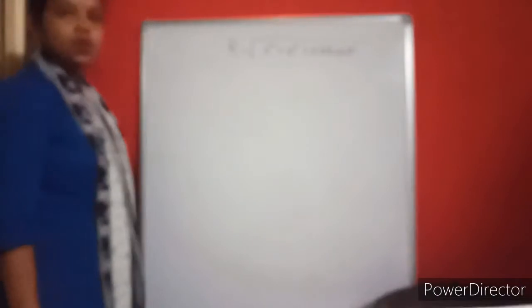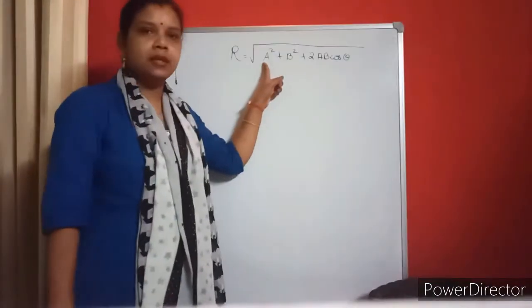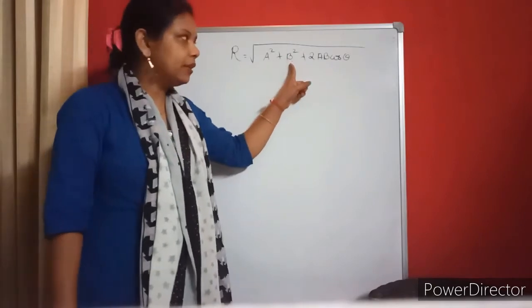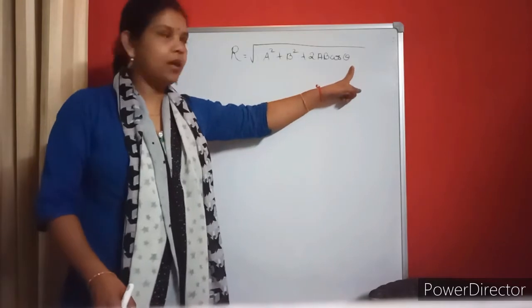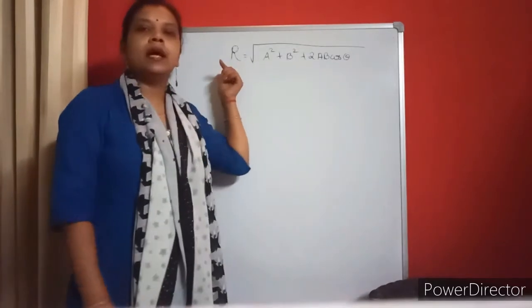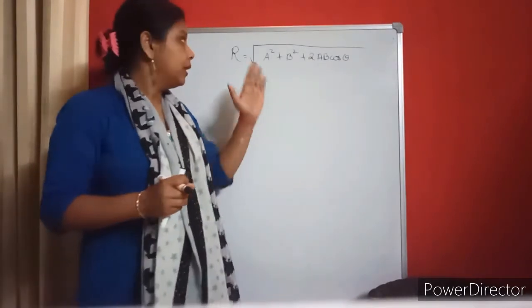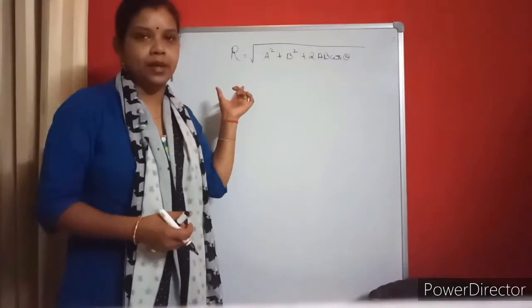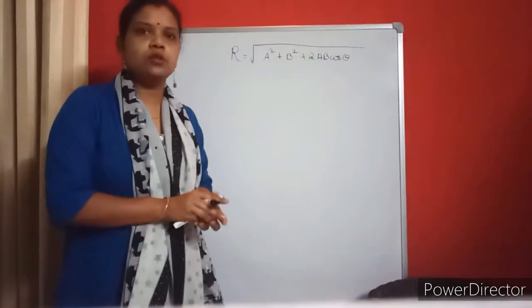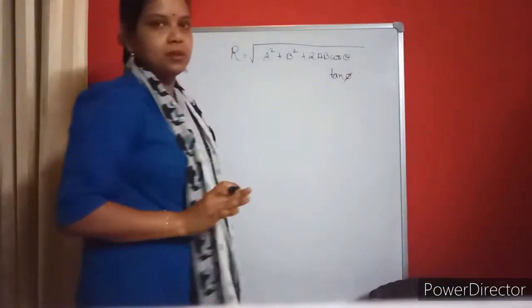Do you remember the various terms that I have explained to you? Here A is the vector, B is another vector, and theta is the angle between the two vectors. And R is what? The addition or the resultant, the sum of the two vectors. Since it is a vector quantity, it will have a direction also. So we have written the direction in terms of tan of phi. I hope you remember this.